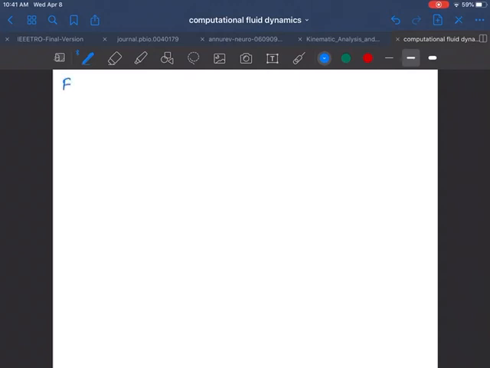So let's take an example. Let's take the one-dimensional heat conduction equation. This is one dimensional. Let's suppose I have a rod which is being heated. This is my domain, and the governing one-dimensional heat conduction equation is governed by the Fourier law.